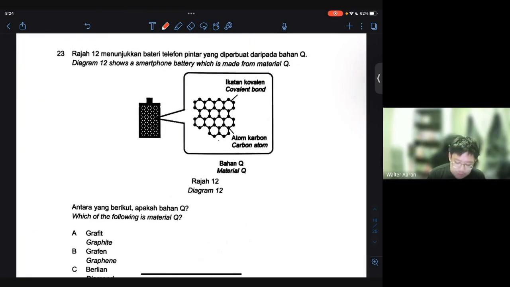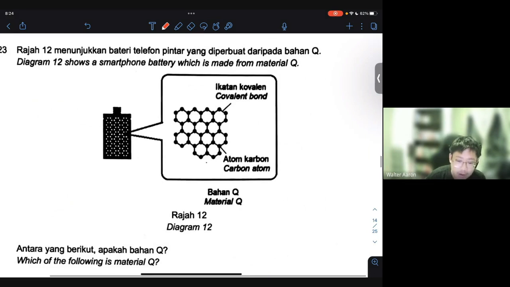23, diagram 12 shows a smartphone battery which is made of material Q. All right, if you see properly, that is most likely referring to graphene. Now how to differentiate between graphene and graphite? Very easy. Now, how do I know if it's graphene or graphite? But I'll explain to you, okay?